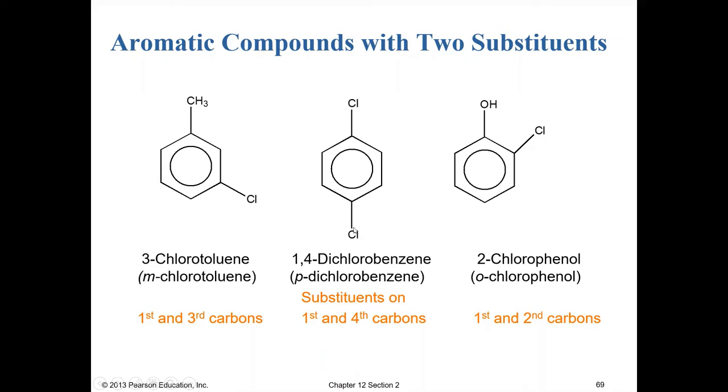Here is a 1,4-dichlorobenzene. And in this case, remember, we have a phenol. The OH is the group. So phenol, and this is at 1. This would be 2. So we have a 2-chlorophenol.